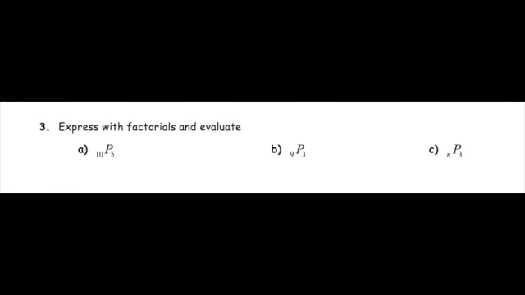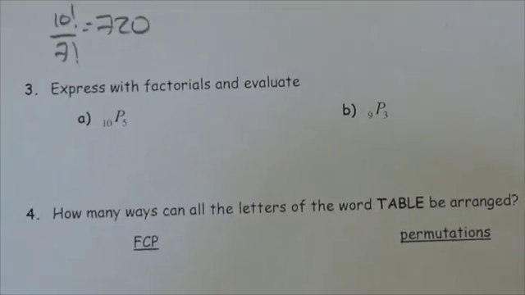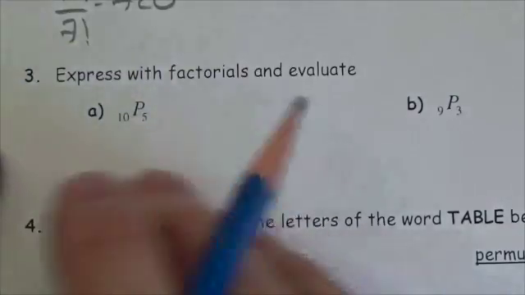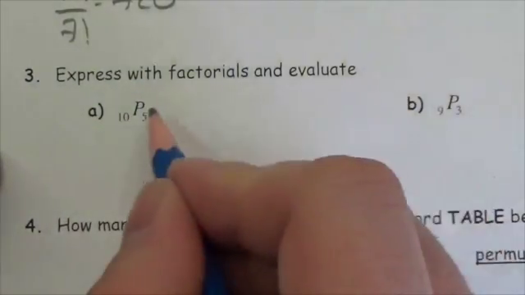Express the following with factorials and evaluate: 10 permute 5, 9 permute 3, and n permute 3. Okay, let's zoom in a little bit on this one. So we're going to express each of these permutation expressions with factorials.